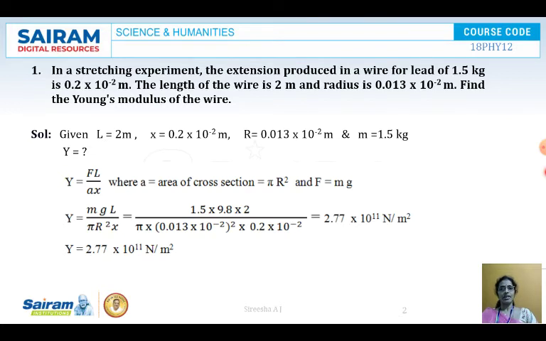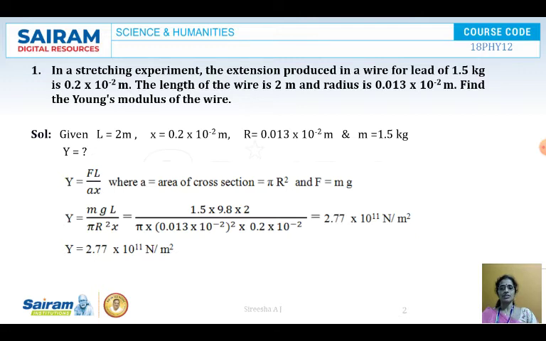Here given length L is 2 meters, X extension produced is 0.2 into 10 to the power of minus 2 meters, and radius of the wire is 0.13 into 10 to the power of minus 2, and mass is 1.5 kgs. So here we are going to calculate the value of Y. So Y is equal to FL by AX. We know that Young's modulus is nothing but longitudinal stress by longitudinal strain, which is nothing but F by A by change X by L.